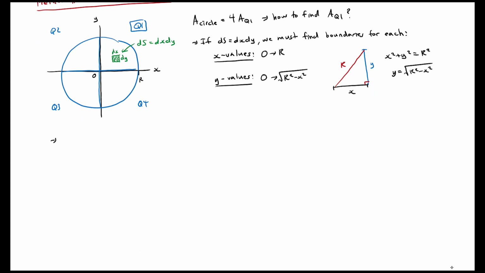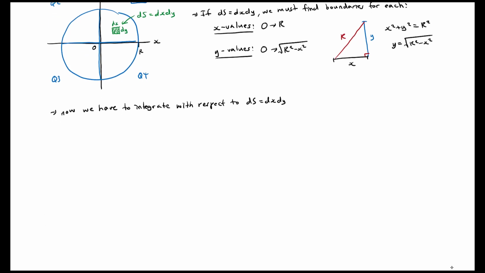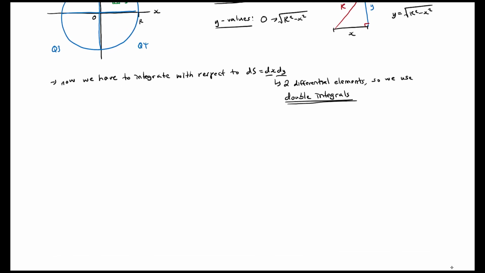So the next step, we have to integrate with respect to ds, which is equal to dx times dy. So if I'm integrating with respect to two different variables, that tells me I can't just use a single integral, I have to use a double integral. So there are two differential elements. So we use double integrals. So you might not have learned this before, but it's actually not something to be scared about.